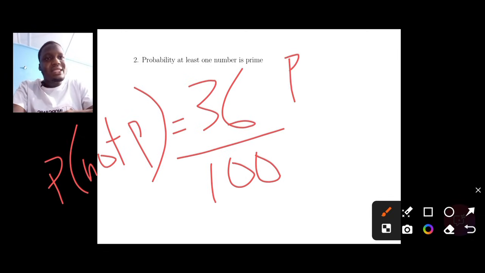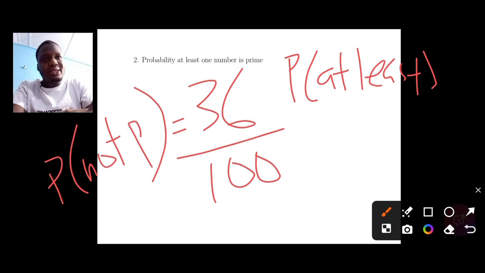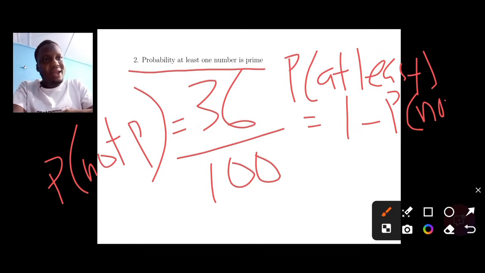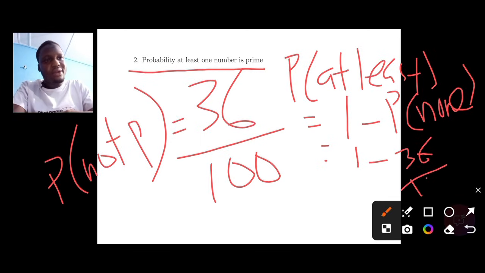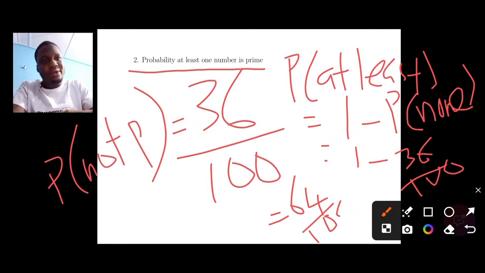So the probability of at least 1, the one that we are finding, this is at least, is equal to what? 1 minus none, as I stated earlier, which is 1 minus the none, which is 36/100. So the probability of at least 1 is finally 64/100. Very simple.